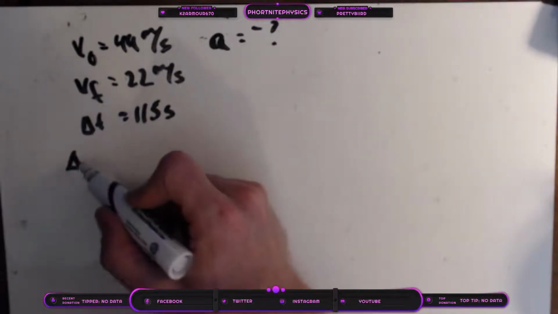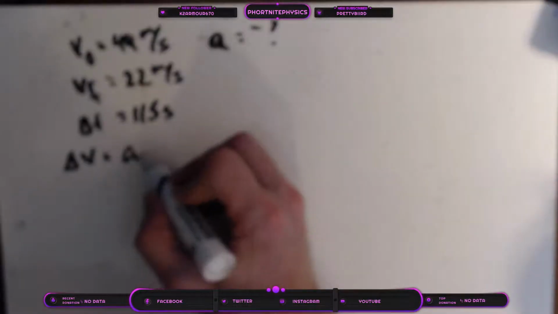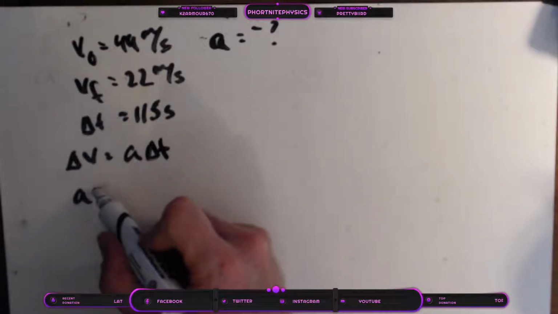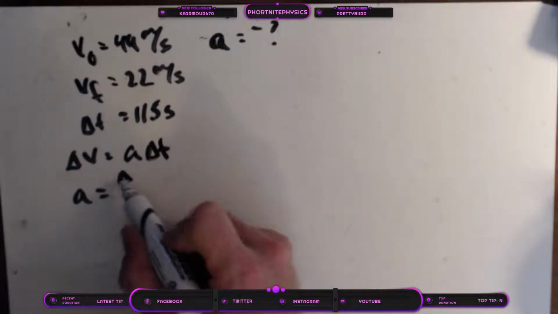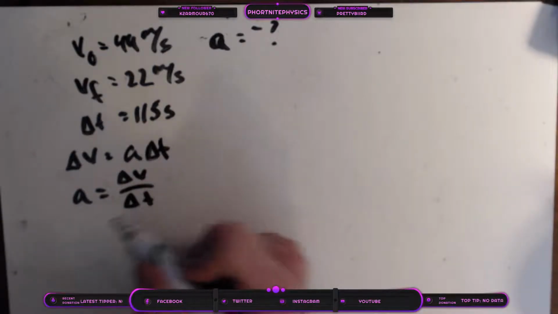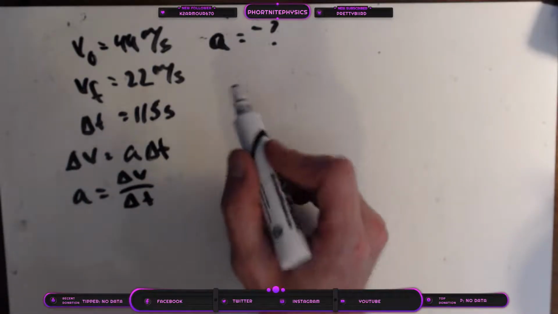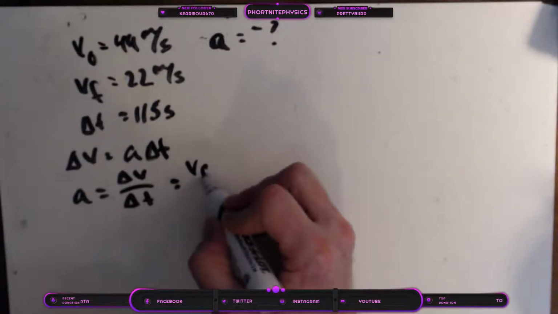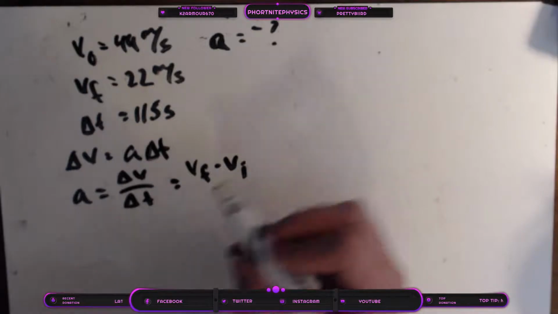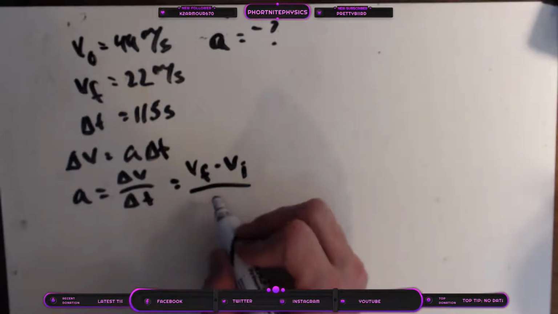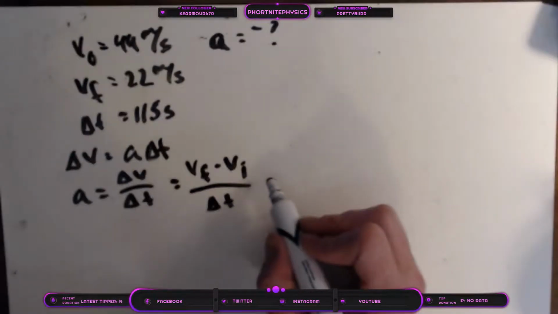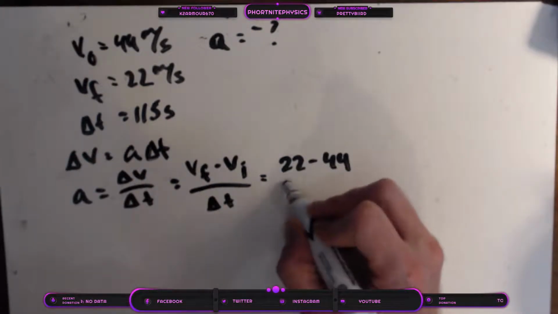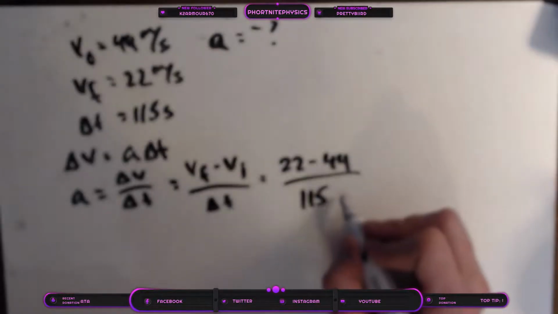So we looked at our equation before. Delta V is equal to acceleration multiplied by time. But if we rearrange this, we can see that delta V over delta T is just our acceleration. So I want to figure out what our acceleration is, okay? That'll help with everything else. And we've already said a couple times that delta V is just our final velocity minus our initial velocity, divided by our time. So 22 minus 44 divided by 115 seconds.